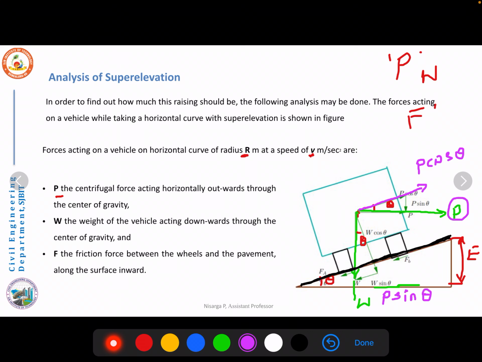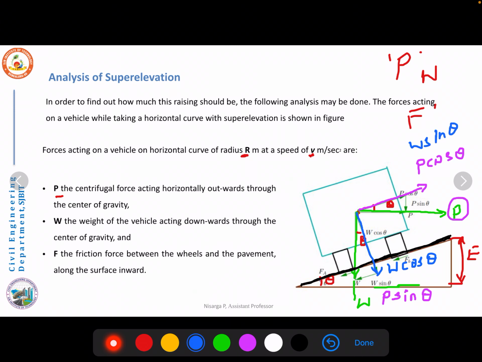This is the force component with respect to the centrifugal force. We are just resolving the forces in the horizontal and vertical direction. Similarly, in the same way we resolved the centrifugal force, we need to resolve the forces for the weight component. The weight component perpendicular to the pavement surface will be W cos theta, and the horizontal component here will be W sin theta.